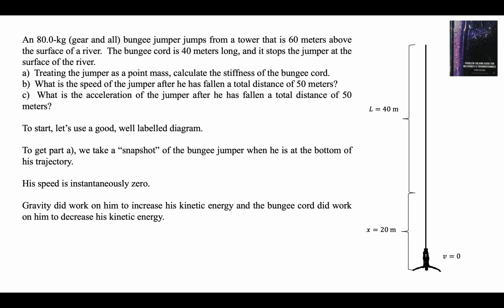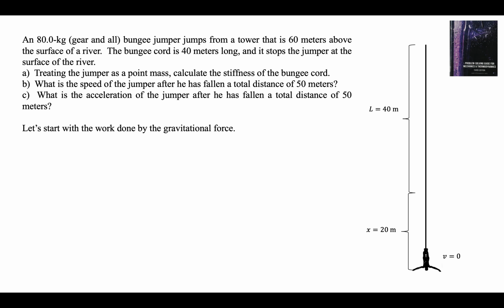Gravity did work on him to increase his kinetic energy. He's moving in the direction of the gravitational force. That's positive work. The bungee cord pulled up on him and he's moving downwards, so it's going to decrease his kinetic energy. Another way to say this is the bungee cord did negative work on the jumper. Let's start with the work done by the gravitational force. The force is constant. It's mg. mg delta y is the work done by gravity.